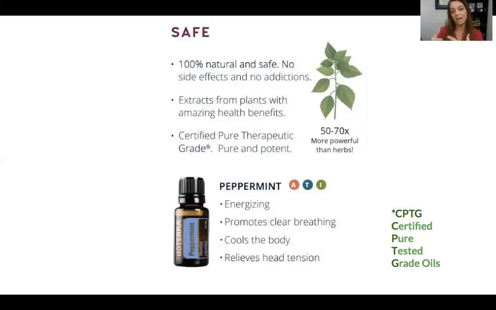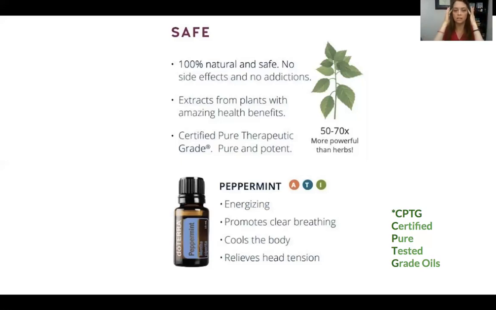And instead of having caffeine, I could just get that burst of peppermint essential oil to be more energizing. It also promotes clear breathing. It cools the body. This is a really great one to use in the summertime. If you are using compression garments, just 1 drop of peppermint oil in the back of your neck can cool your whole body. And it also relieves head tension.